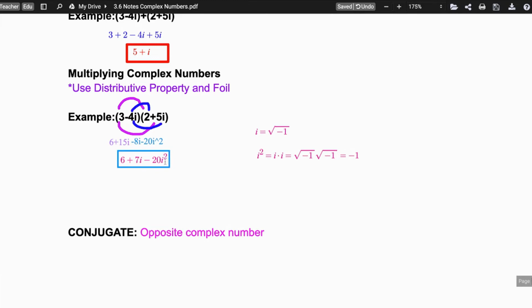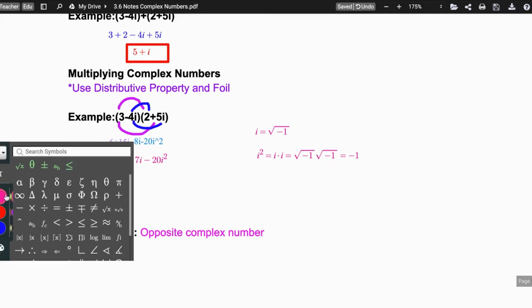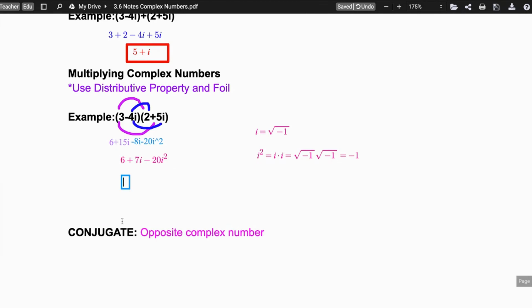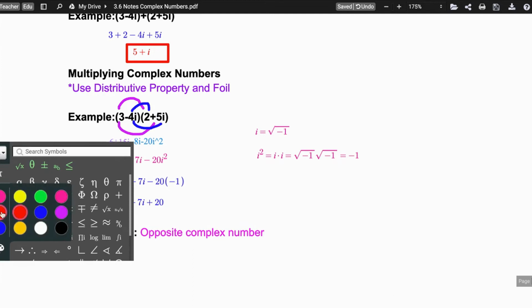So basically what that means here is, see how I have this i squared here? I can just replace it with -1. So that's what I'm going to do. I'm going to rewrite this as, what do we have? 6 plus 7i minus 20 times -1, which is just 6 plus 7i plus 20. And I'm going to combine my like terms. So 20 plus 6 is 26. So my answer is 26 plus 7i. And so that is how you multiply complex numbers.